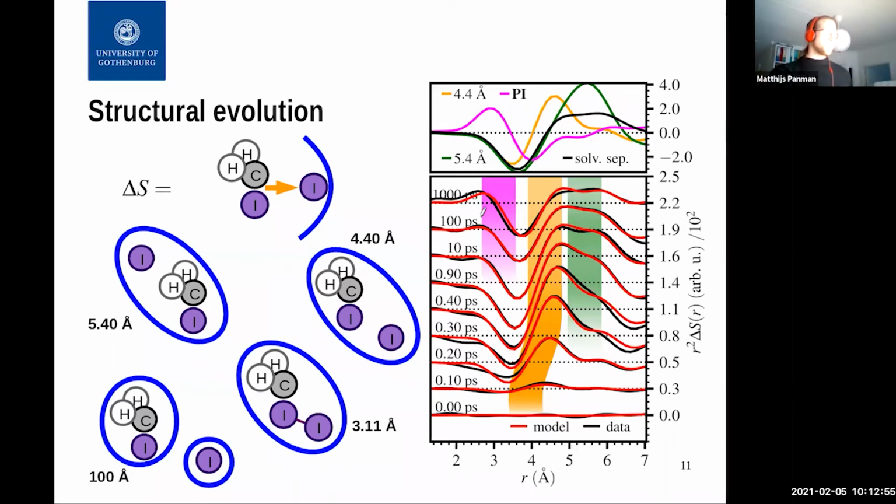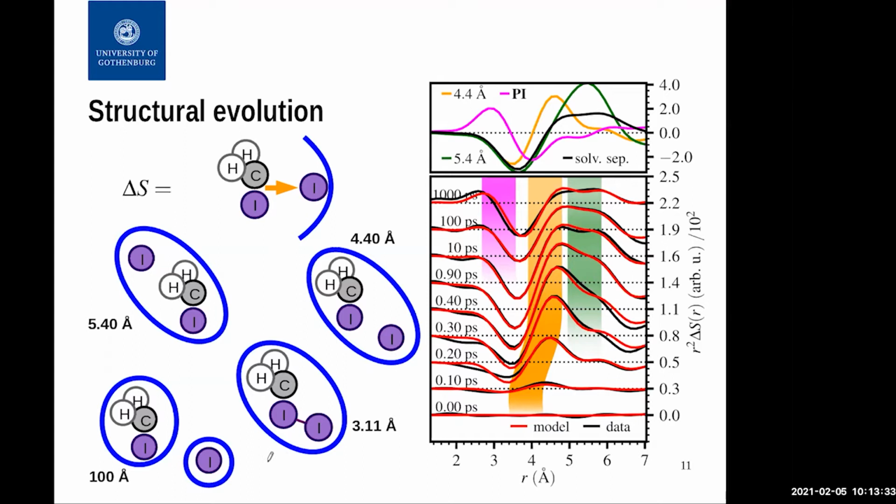At late time points, we have the photoisomer that appears, and at earlier time points we observe a geminate pair with two characteristic distances, and this is just the iodine atom located at different hemispheres around the CH2I fragment. And we have also included a solvent-separated species in the fit.